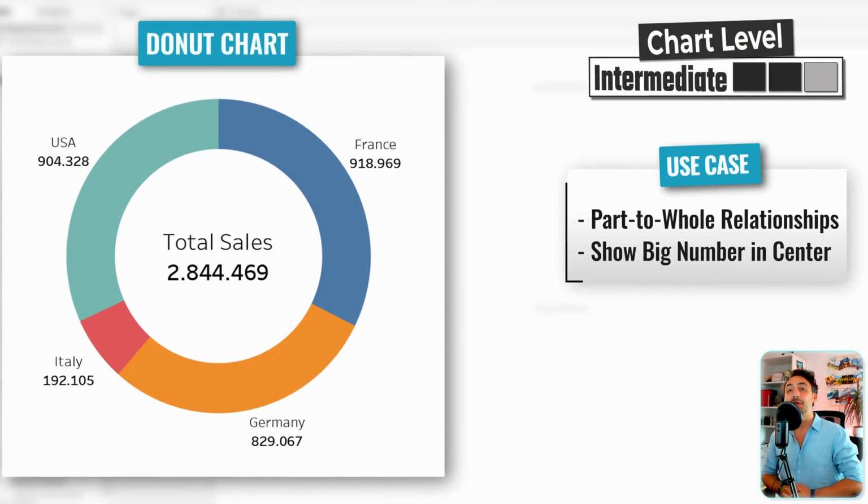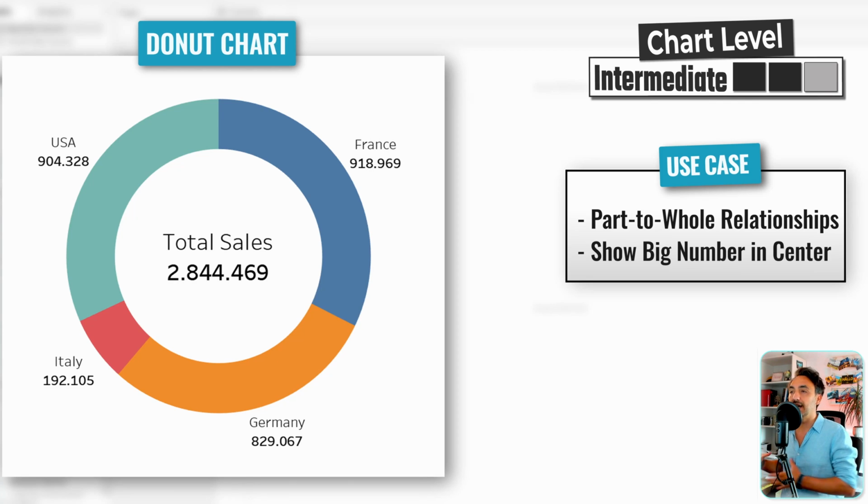Okay, so now moving on to the next one, we have the donut chart. A donut chart is very similar to the pie chart. You still have this analysis of part to whole, you have a circle and you have different segments, but many people prefer to use the donut chart, and that's because we can add extra information to the circle.